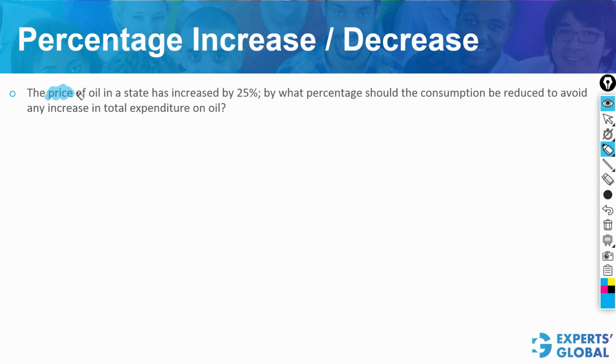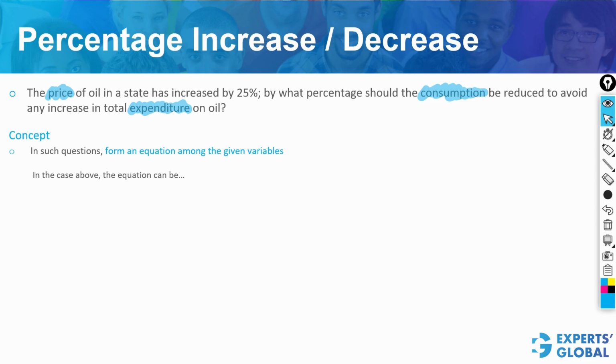There is price, there is consumption, and there is expenditure. The concept is that in such questions where you see multiple variables, you must form an equation among the given variables. For example, in the case here, the equation can be price times consumption is expenditure.